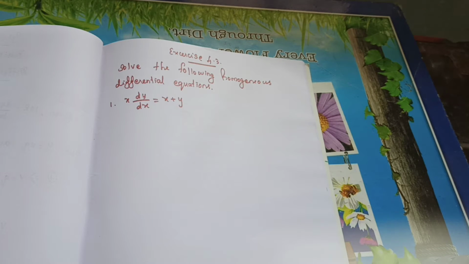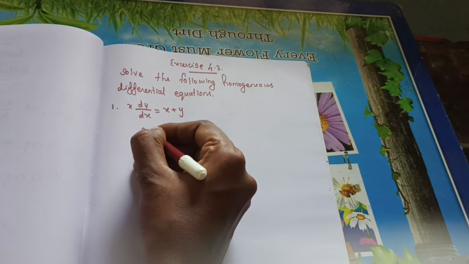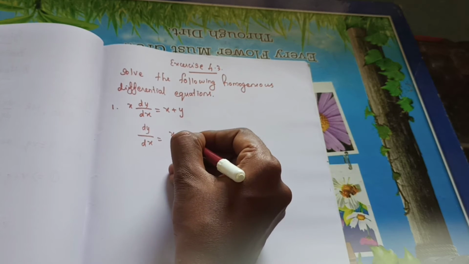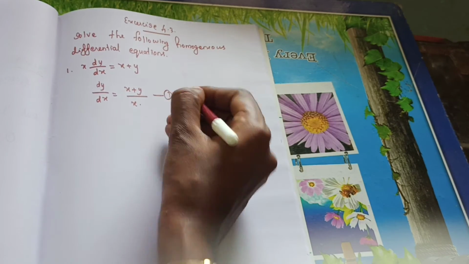One more problem for your practice. I am going to do the lessons. Okay, x into dy by dx is equal to x plus y. So first you will find out dy by dx. So what's this dy by dx? x plus y divided by x. Okay. So it is equation number 1.